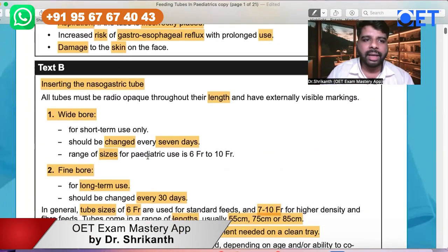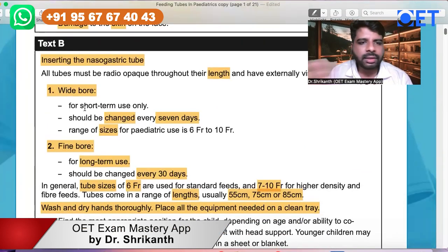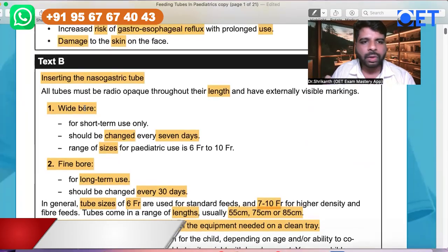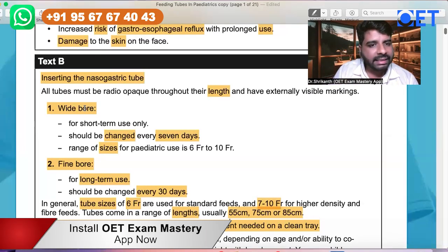Okay, so don't read like this. "All tubes must be radio opaque throughout their length and have externally visible markings, wide bore." This is not how you should read reading part A. You should scan. Here the question is asking you for easy insertion, what should be applied externally.